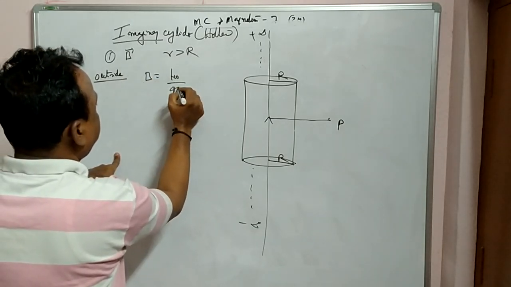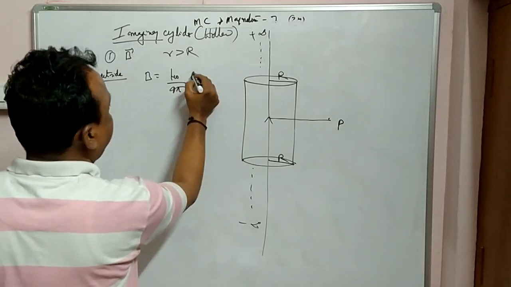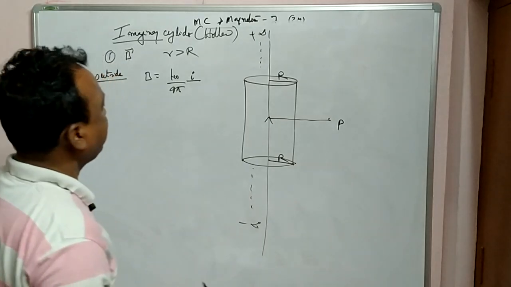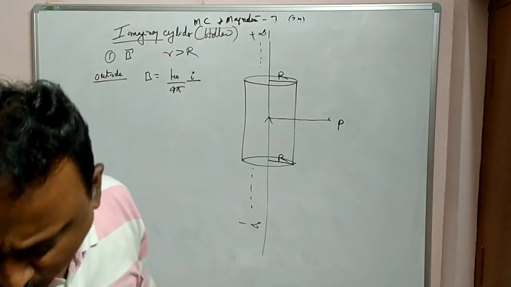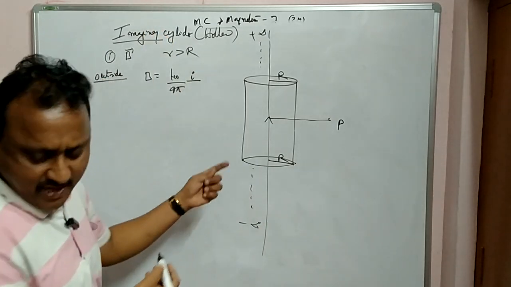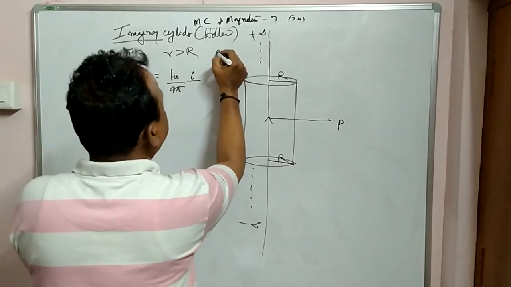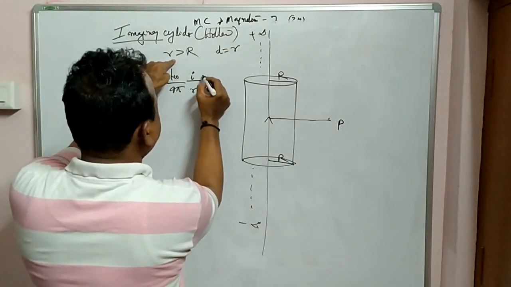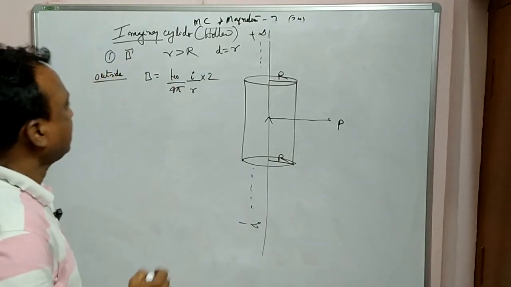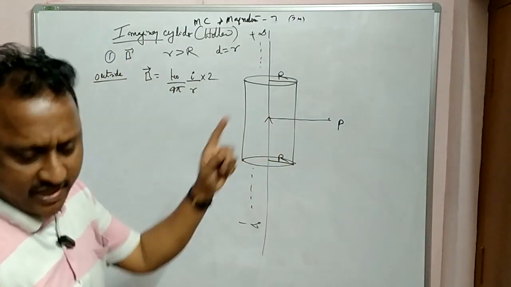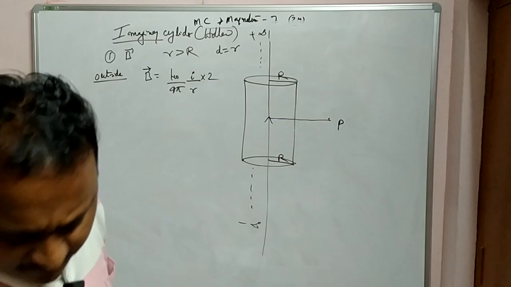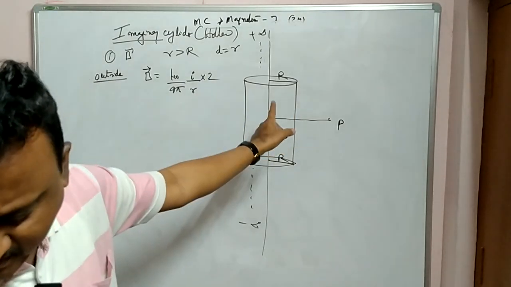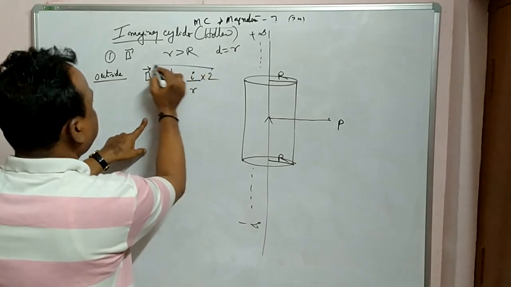mu naught by 4 pi into I by D. Here D is the radius. I by D for an infinite wire, into 2 times. Here I am taking D equal to R. So it is I by R into 2 times. This is the magnetic field outside for the imaginary cylinder. So B is mu naught by 4 pi into I by R into 2 times. Observe carefully, this is outside.